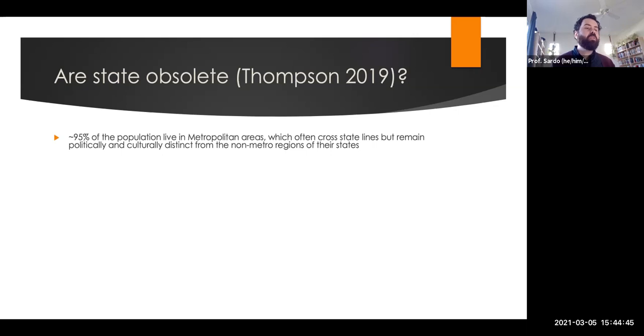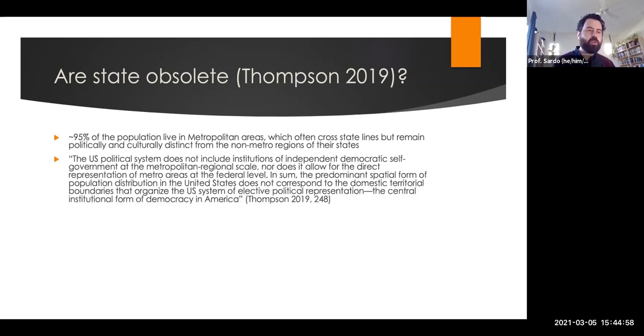And these remain politically and culturally distinct from the non-metro regions of the states, right? Think Central Valley versus Los Angeles versus the Bay Area. You have very distinct identities of California. And as Thompson writes, the US political system does not include institutions of independent democratic self-government at the metropolitan regional scale, right?